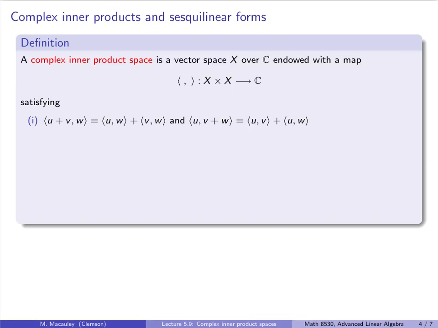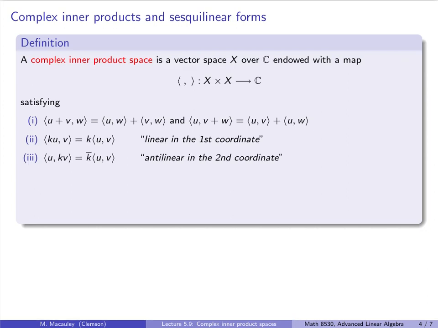First of all, it is additive, just like for real inner products. In other words, the inner product of U plus V with W is the inner product of U and W plus the inner product of V and W, and the same thing in the other coordinate. The inner product of U with V plus W is the inner product of U with V plus the inner product of U and W. Second, you can pull out scalars from the first coordinate. So the inner product of kU with V is k times the inner product of U and V.